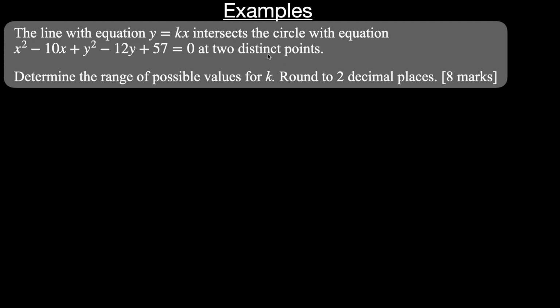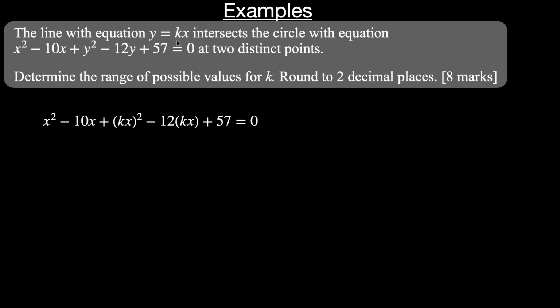So remember, we substituted the value for y in the straight line equation for y in the equation of the circle. So we're going to substitute kx into this equation. So that's our starting point. This gives us x squared take 10x plus kx all squared take 12kx plus 57. So you can see every time I've got a y, I've substituted in kx.